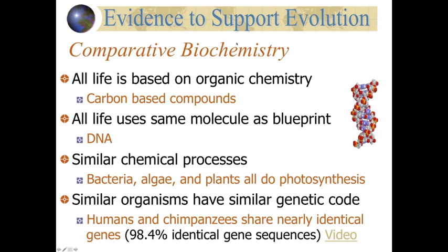So again, 4 major biochemical similarities between all living things: organic chemistry, DNA, similar chemical processes like photosynthesis, cellular respiration, enzymatic reactions, and then of course similar organisms having similar genetic code, right? The more similar two organisms are, the more similar their genetic code will be. And we're going to take a look at an example here of where that comes into play with human evolution, and the video is called "Did Humans Evolve?"